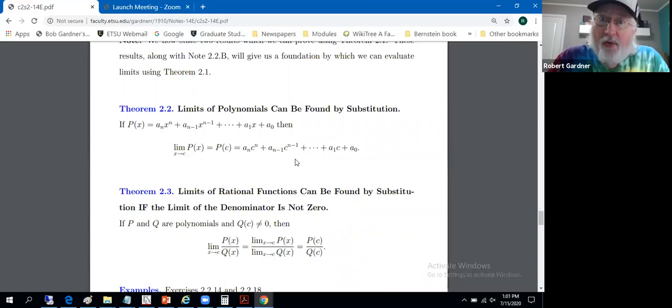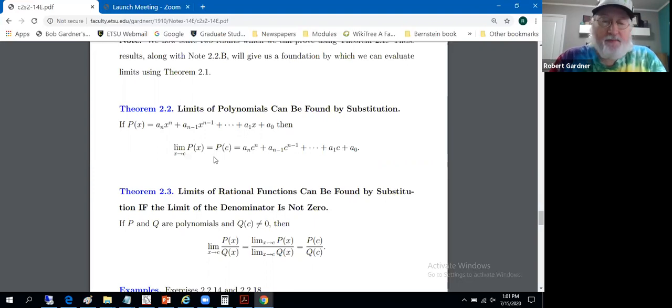I'm not saying you evaluate limits by substitution in general. I made a big deal out of the fact that it doesn't matter what happens at c in general. Sometimes there's useful information in what happens at x equals c, but it depends on the function. For polynomials, you can evaluate limits by substituting in.